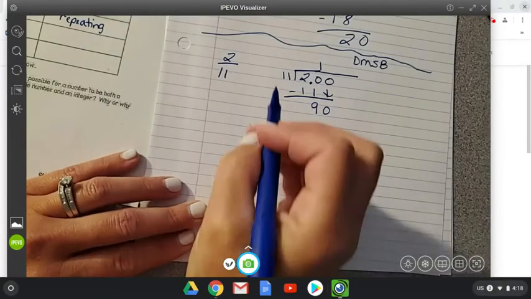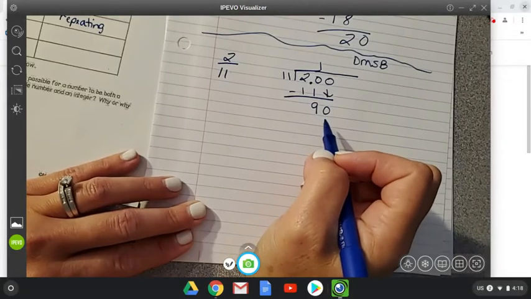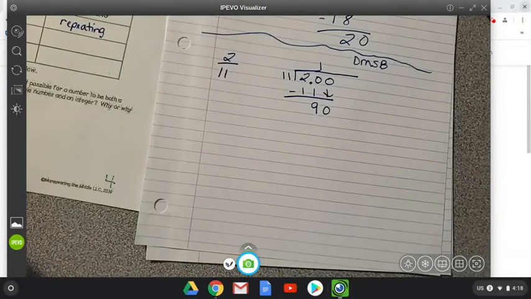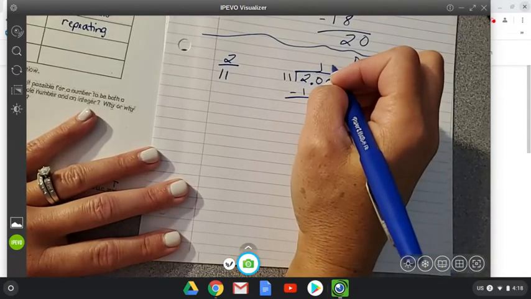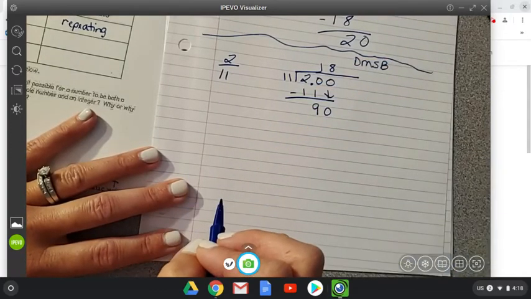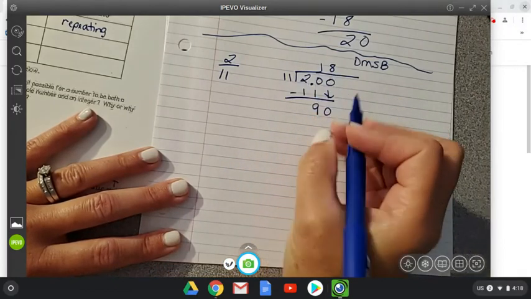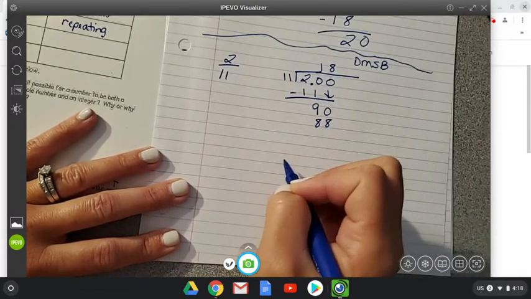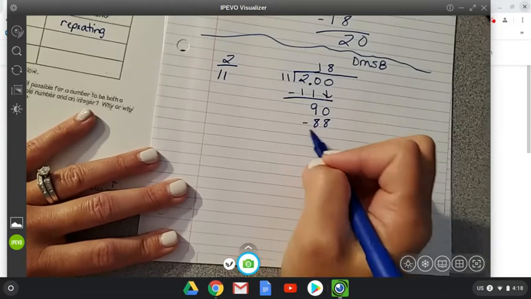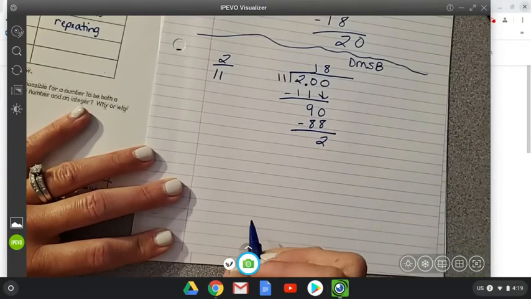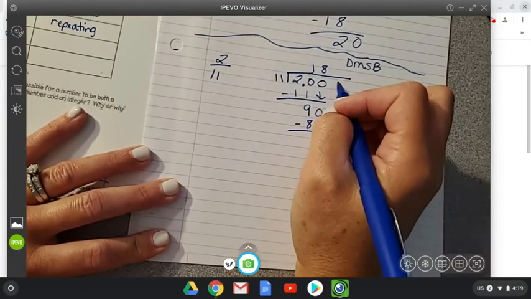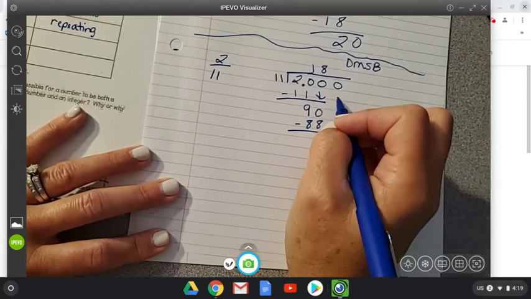And now we take 11 into 90. How many times does 11 go into 90? Or you take 90 divided by 11. And that gives you 8. Okay, 11 times 8 is 88. So that's the multiply. Then we subtract. Get a 2. And so we're going to add a 0 to bring down.